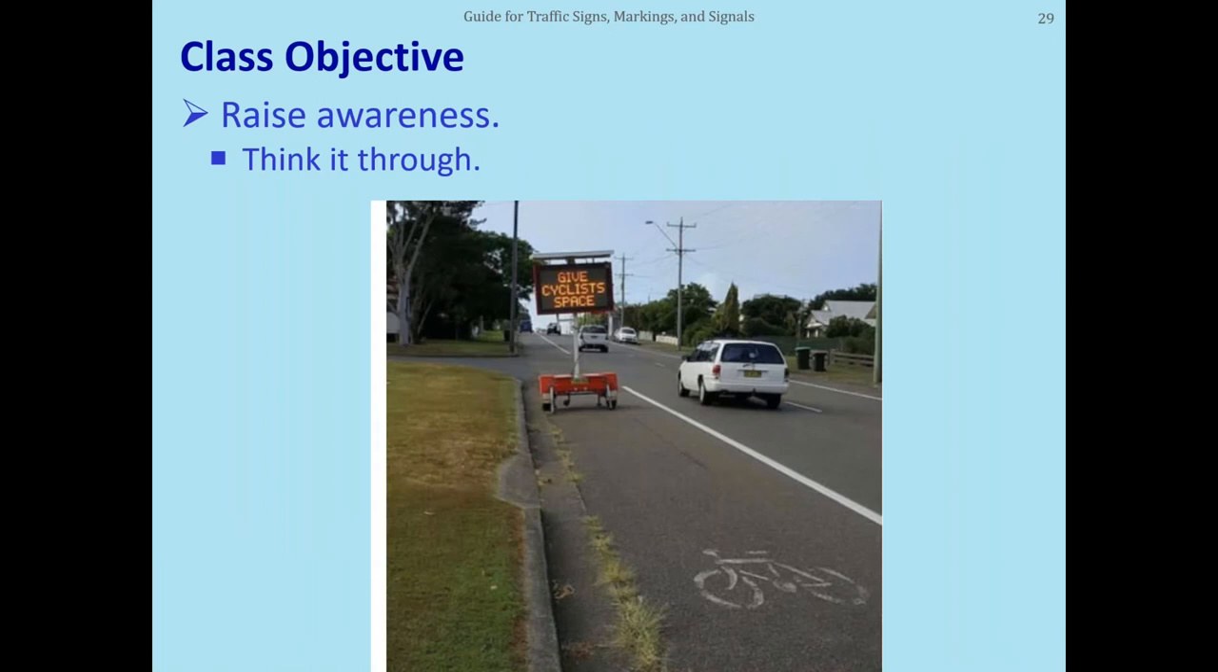Also, one of the objectives is to raise awareness, to stress the concept of thinking it through, cinching up your saddle before you mount up and ride. Look at this message sign, give cyclists a space. Yet they put that installation right in the middle of the bike lane. So they didn't very well give the cyclist a space, did they? It wasn't very well thought through.